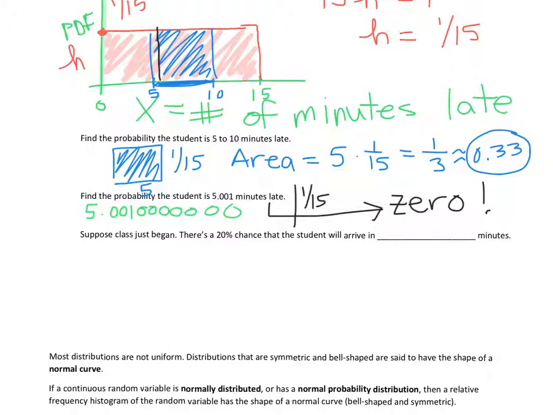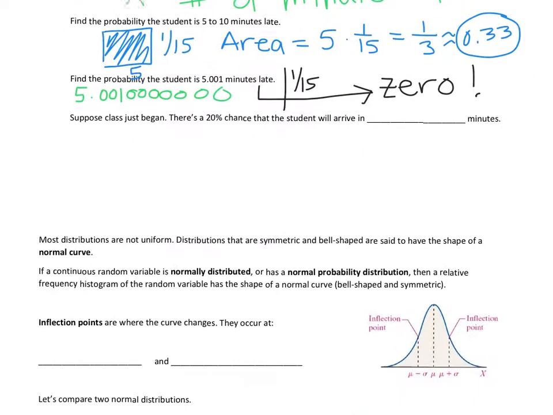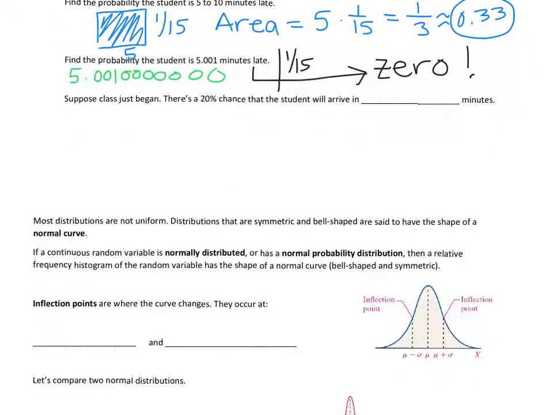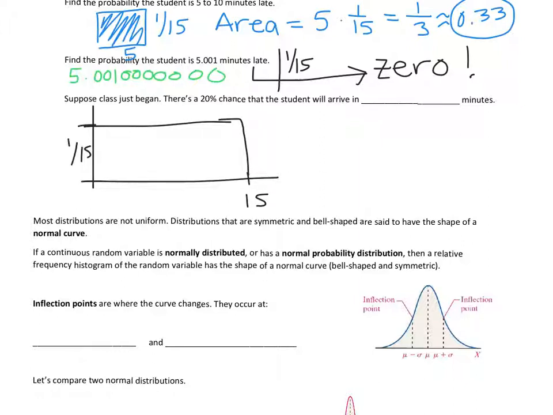All right. So anyway, we need intervals for continuous variables. So now let's suppose class just began. There's a 20% chance that the student will arrive in blank minutes. So what's going on in this scenario is we're going backwards. All right, so we have this set up, our distribution, and it's a 20% chance, right? That sounds like a probability to me, and probability is area. So perhaps that 20% looks something like this.